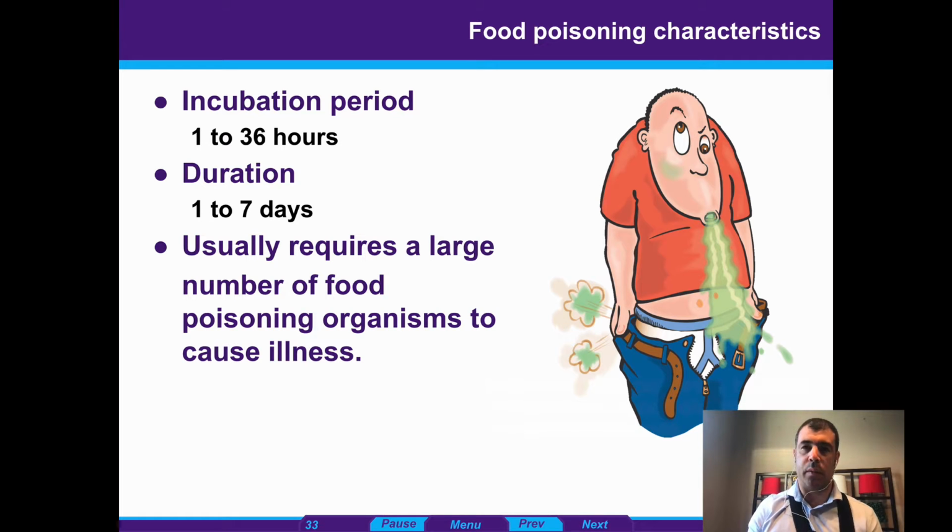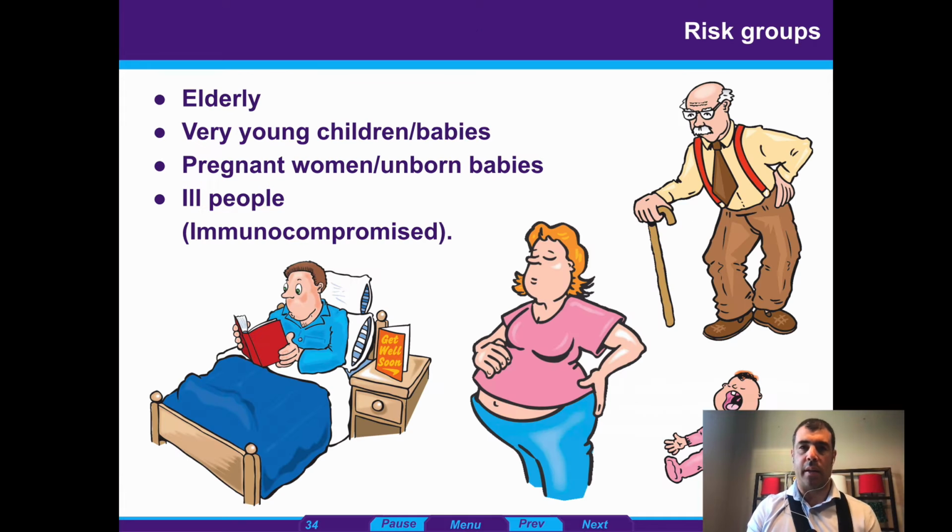This is the time between the food has been consumed and the first signs of illness. The duration period is between 1 to 7 days. It usually requires a very large number of food poisoning organisms to cause an illness. We'll see that this is not always the case.